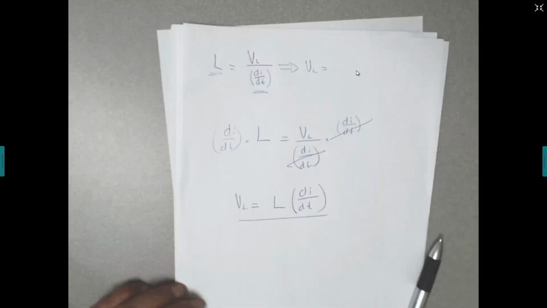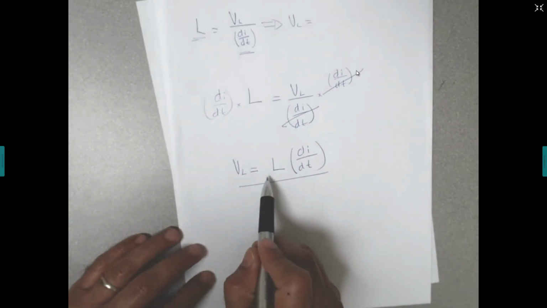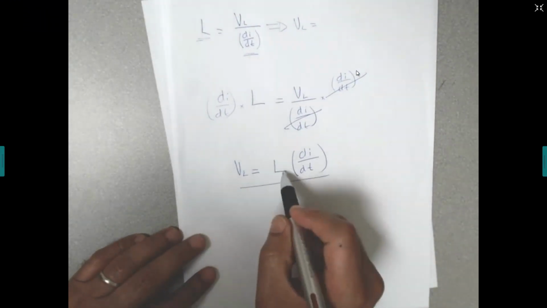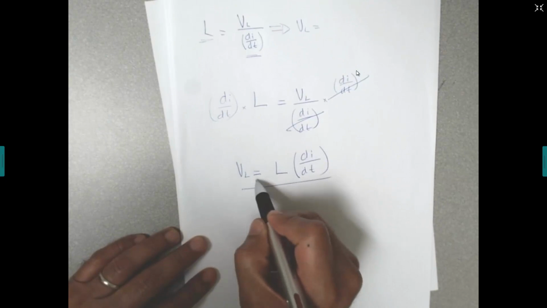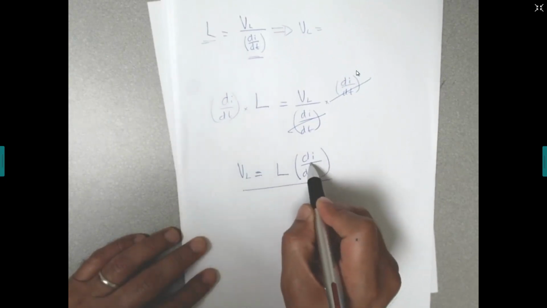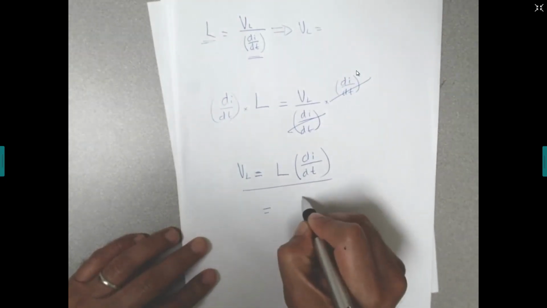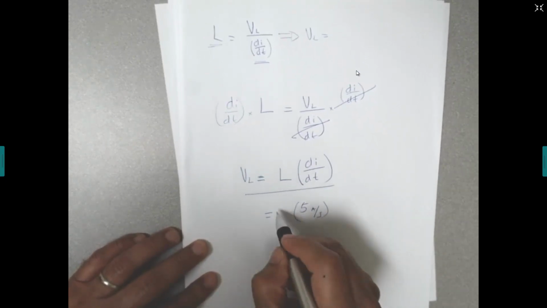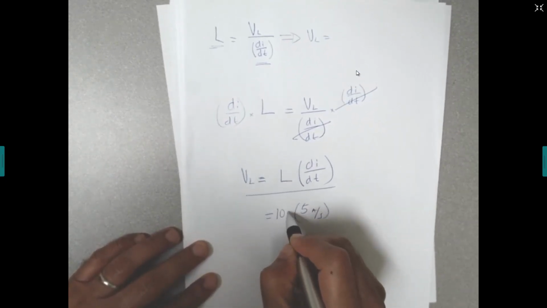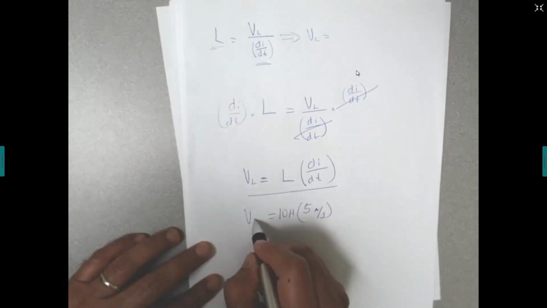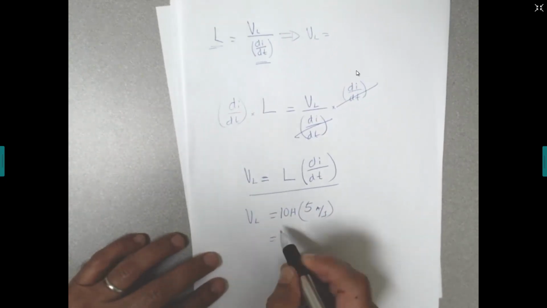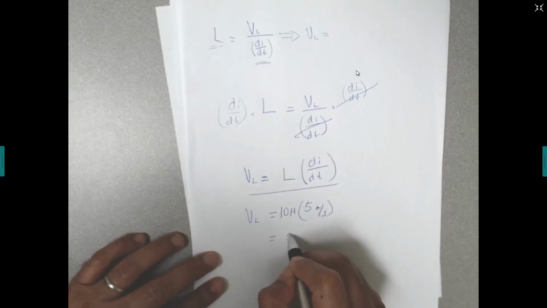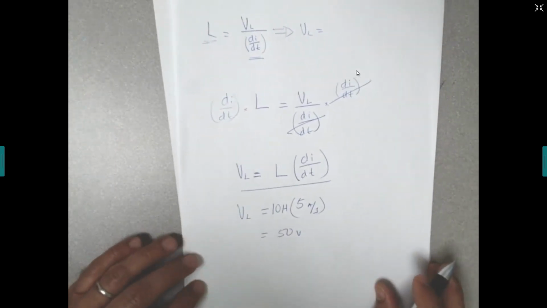Okay, so based on this formula, let's say the current changes 5 amps per second, right? And the inductance is, let's say, 10 henries, right? That is the induced voltage. Then it would be 10 times 5, which is 50 volts, right?